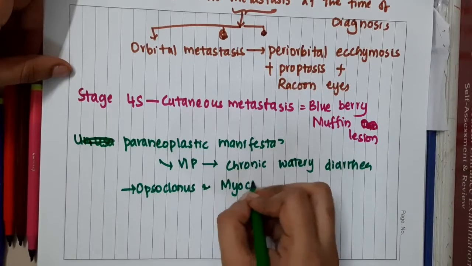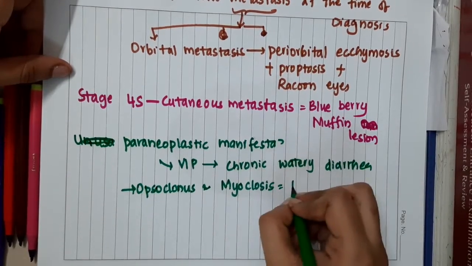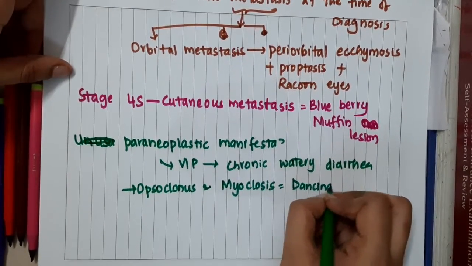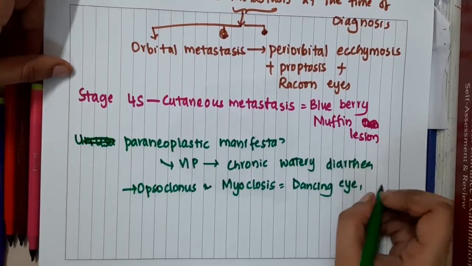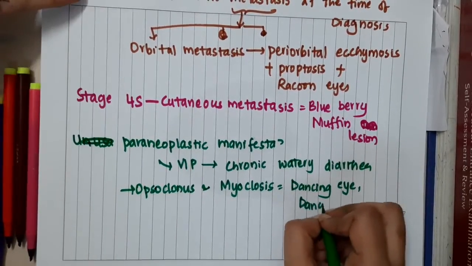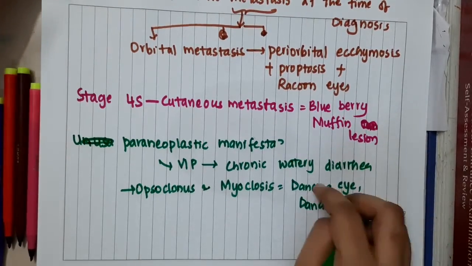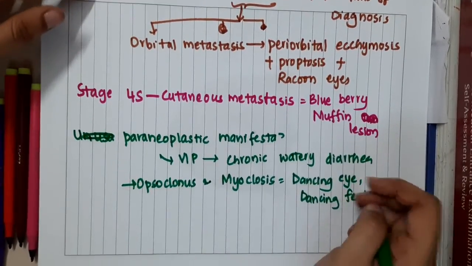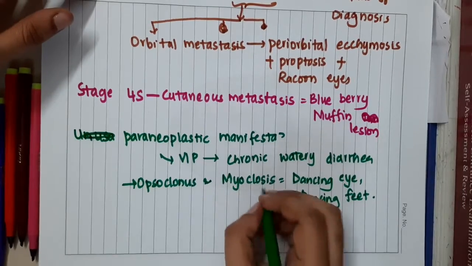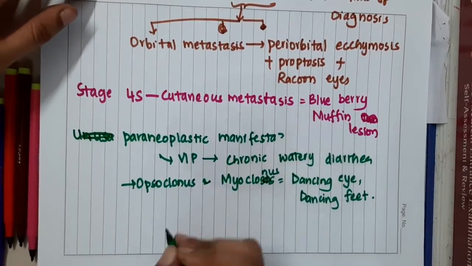What are opsoclonus and myoclonus? The baby will have dancing eyes. The eyes will move just like nystagmus, which is called dancing eyes and dancing feet. He will have myoclonic manifestations.